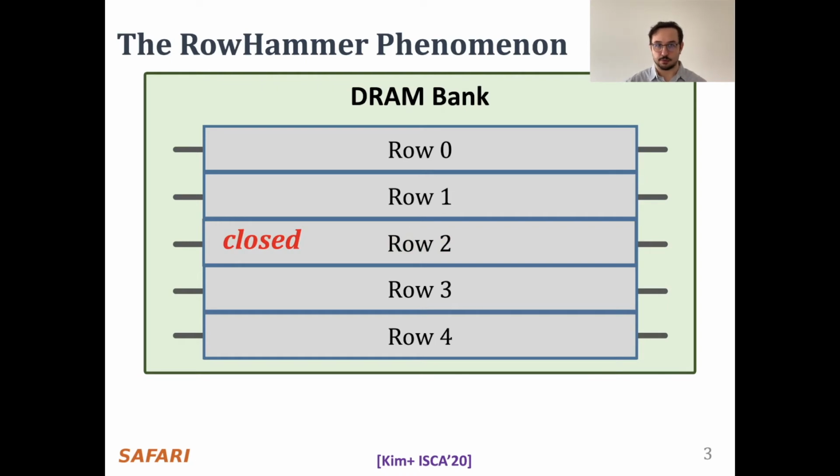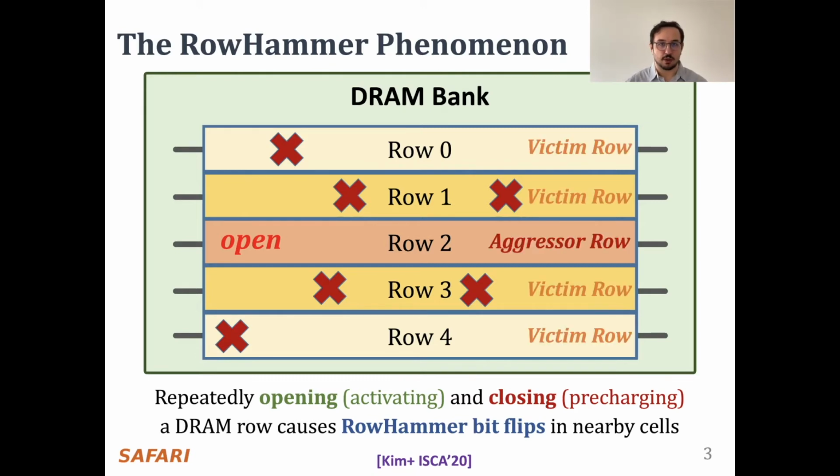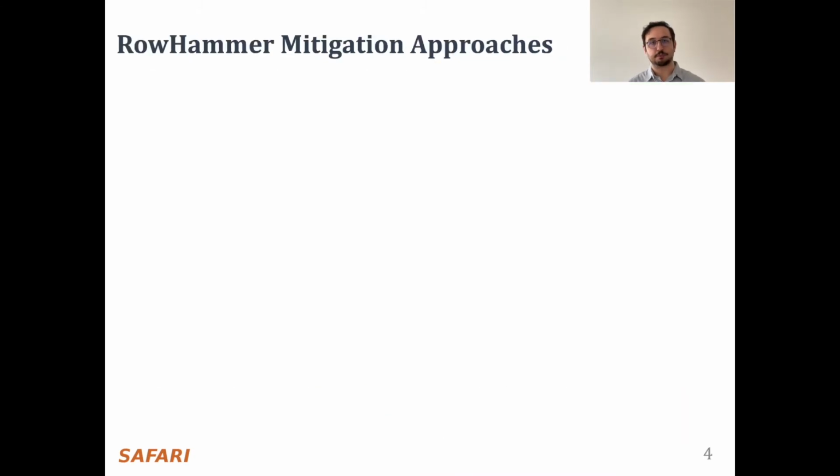data from another row. Due to an increase in cell-to-cell interference, rapidly activating and precharging a DRAM row can result in bit flips in physically adjacent rows. And continuing to access the same row results in even more failures in nearby rows. This phenomenon is known as RowHammer. Now here, we refer to the rapidly accessed row as an aggressor row, and the rows containing bit flips as victim rows. There are four high-level RowHammer mitigation approaches today.